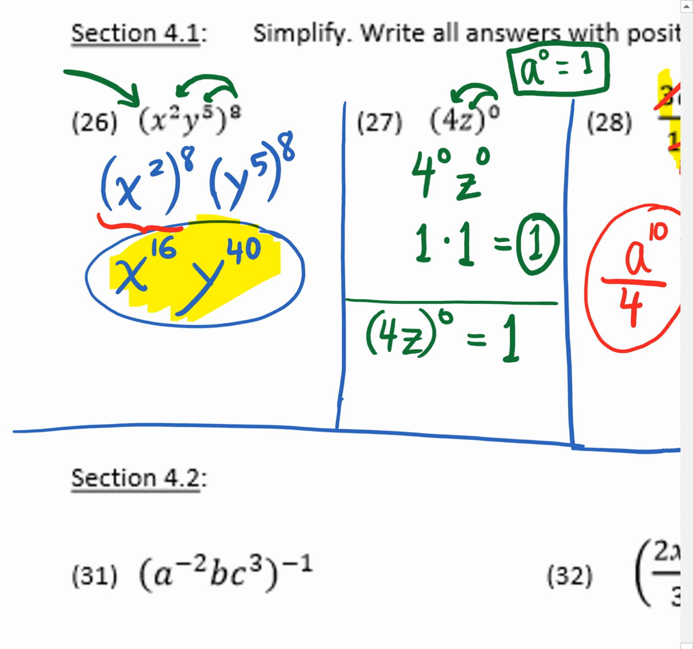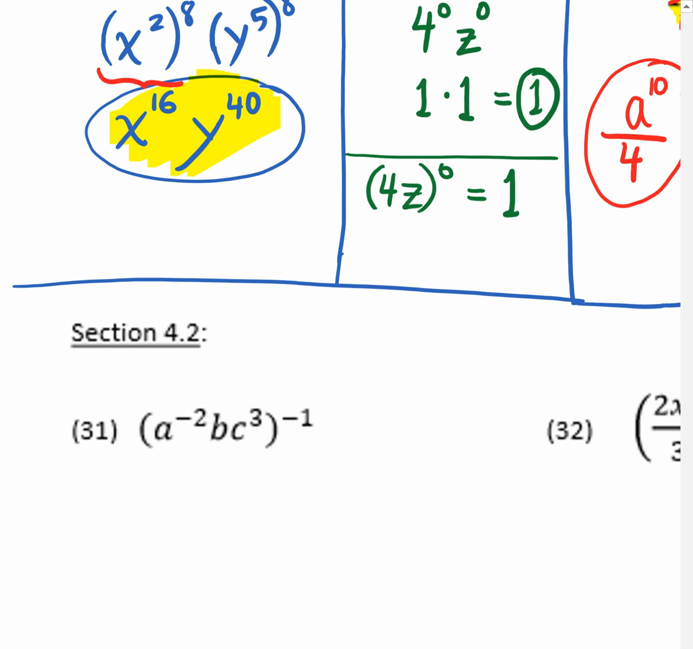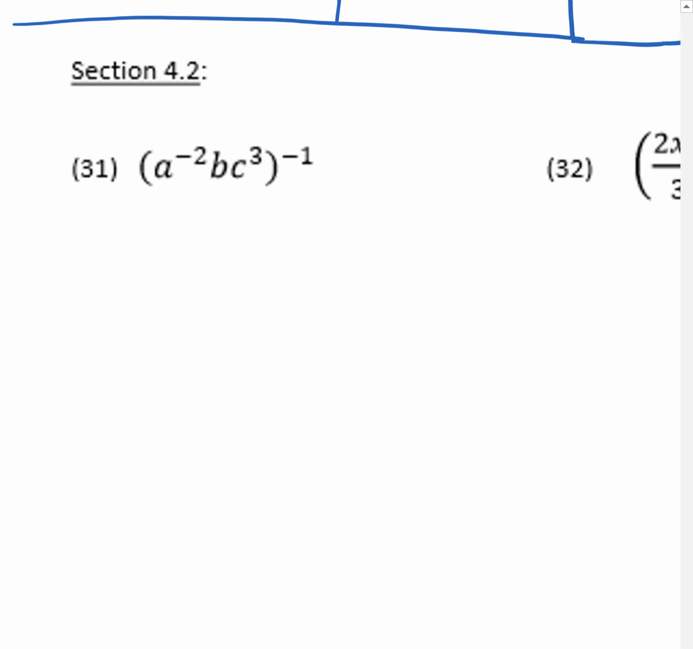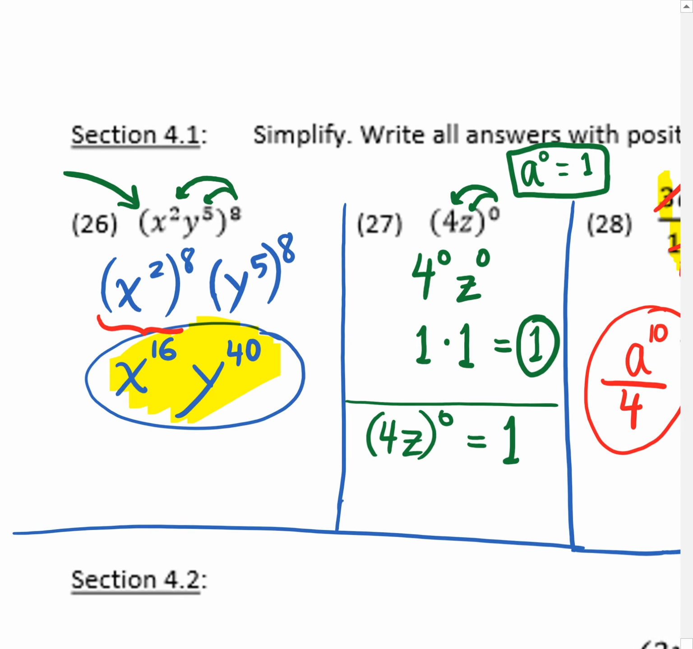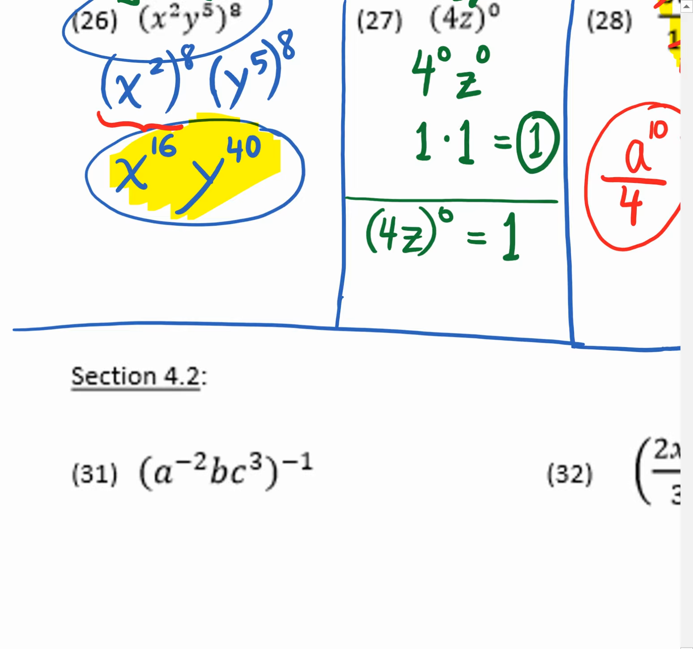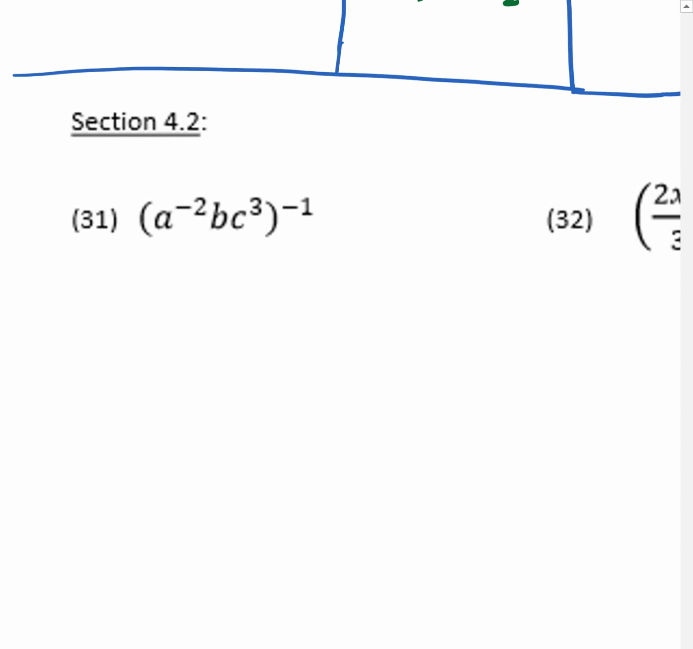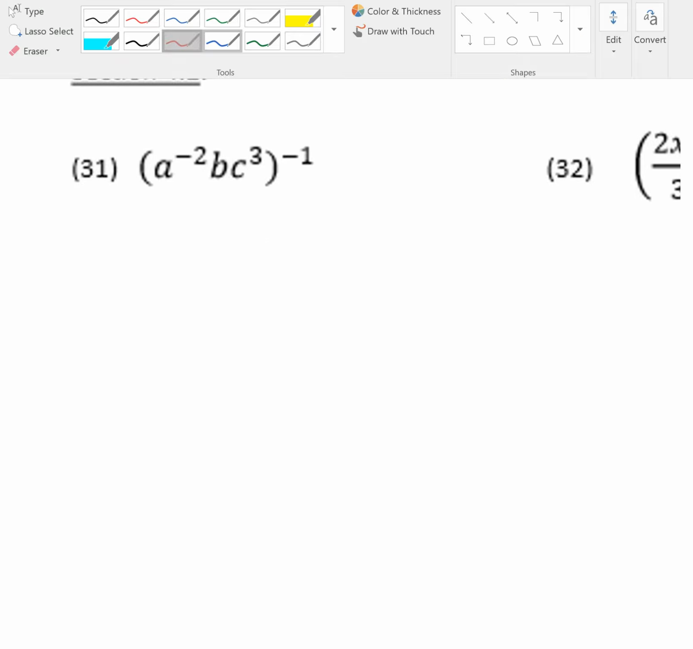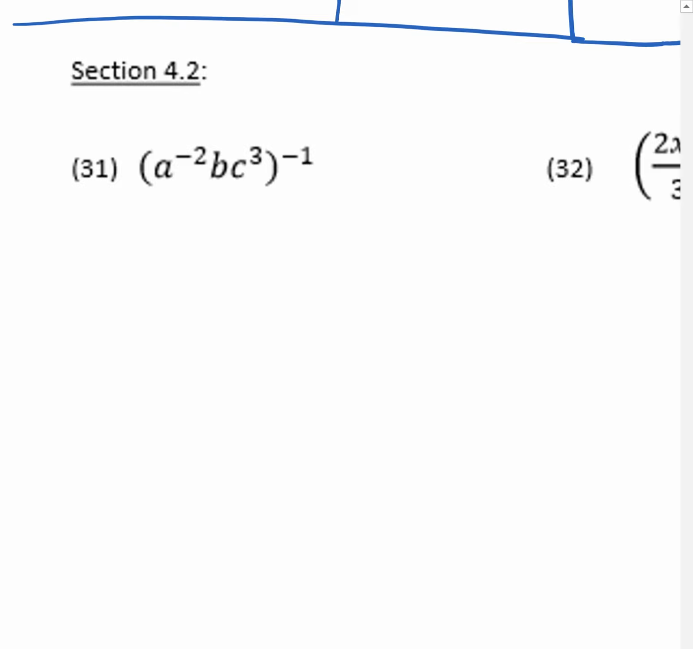All right, it looks like we're on number 31 now. It's getting a little more complicated maybe. I guess this one's not too bad though. It's kind of similar to number 26. You have 3 things multiplied inside the parentheses. I see a times b times c, and there's an exponent. But it's more complicated because there's a negative exponent. But still, because everything inside the parentheses is being multiplied, it's a to the negative 2 times b times c to the third, I'm able to distribute this negative 1 power onto everything that's part of the product inside the parentheses.